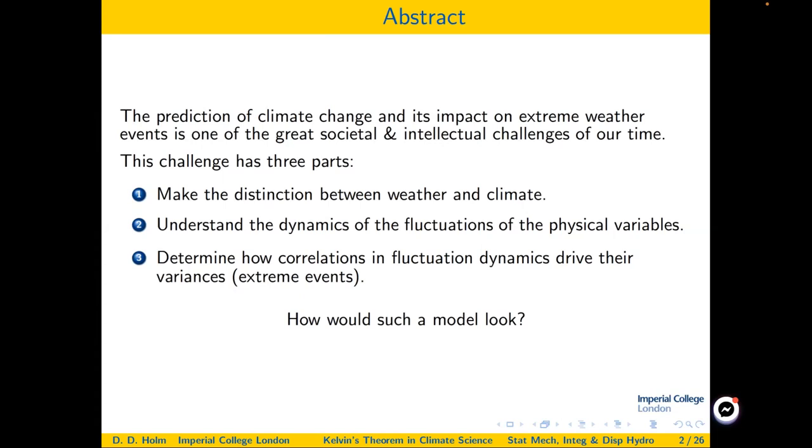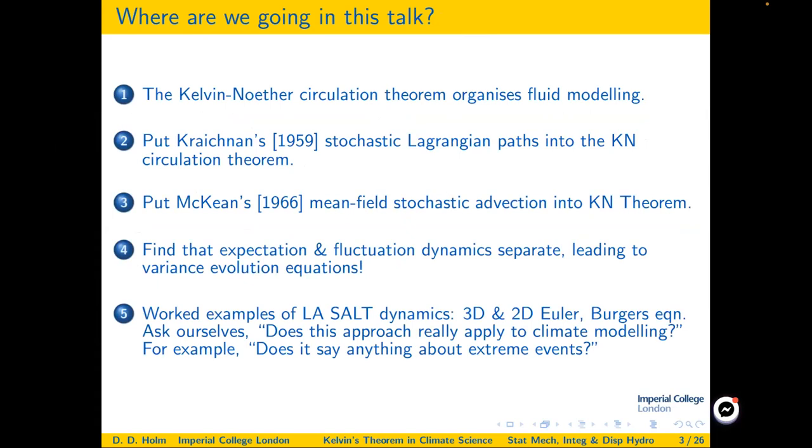In this talk, we're going to start with talking about how the Kelvin-Noether circulation theorem organizes fluid modeling. And then we'll put Kraichnan's stochastic Lagrangian paths into the Kelvin-Noether circulation theorem. So this is how the Kelvin circulation theorem is entering this idea. We first make fluid dynamics stochastic by introducing Kraichnan's stochastic Lagrangian paths into the circulation theorem. This is a new thing.